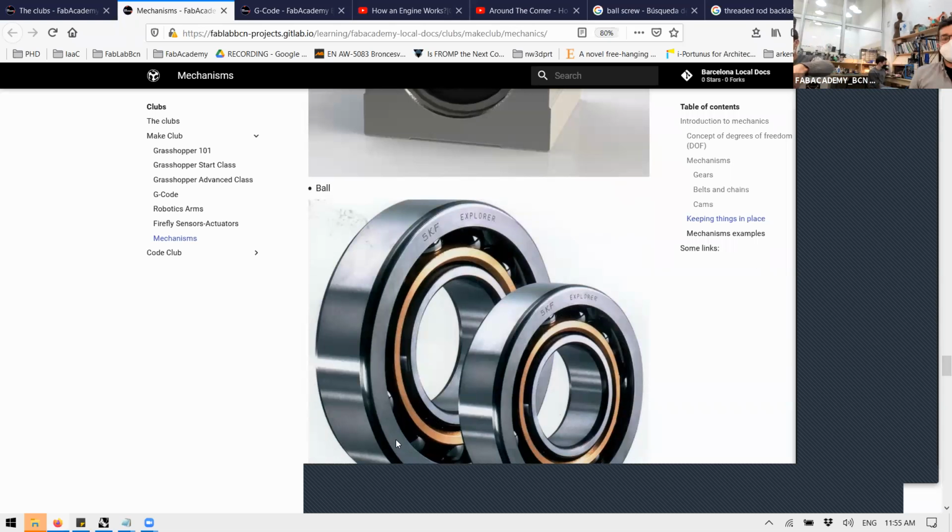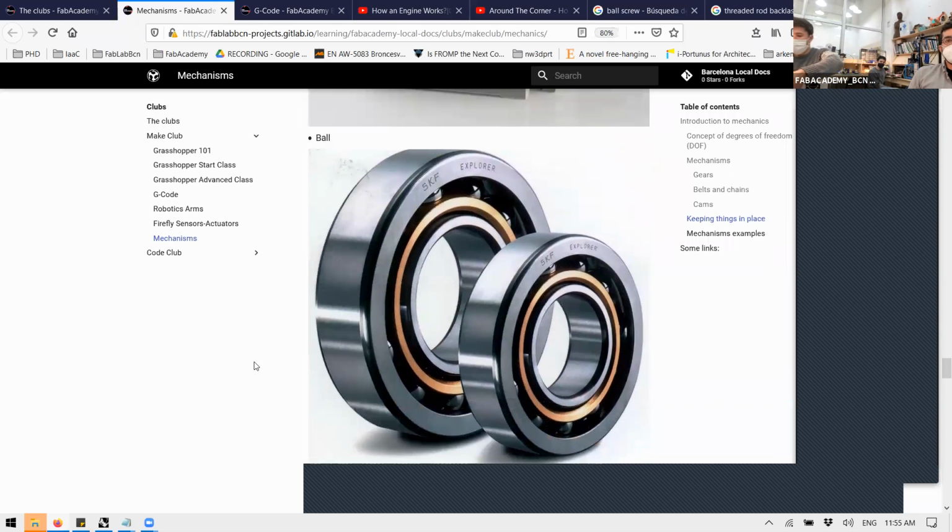It's the same as you have in the bike, no? Yes, smaller, exactly. So you have something that grabs and you have something that rotates freely inside. In this case, you find it in here as well, and this is cast in there.